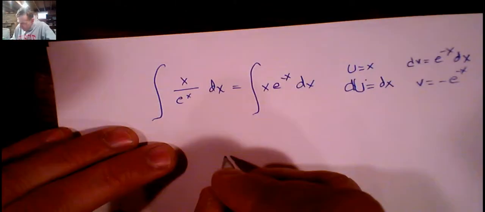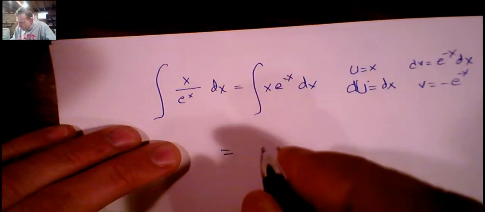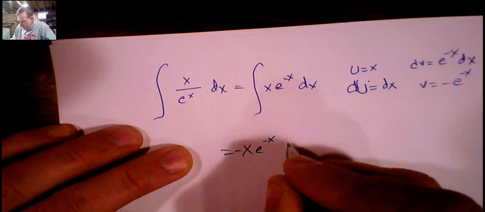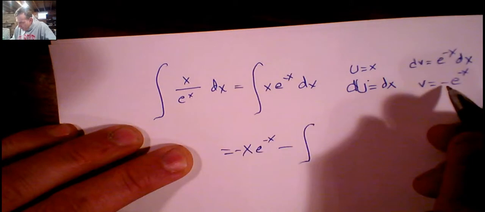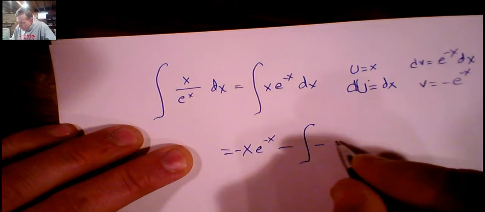So this one's actually quite simple. uv, x, let's see, put the negative there, minus the integral of v du. So I've got another negative, a double negative here. I'll just put it in.